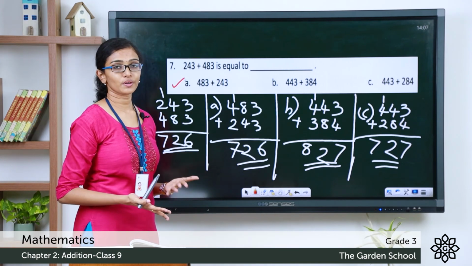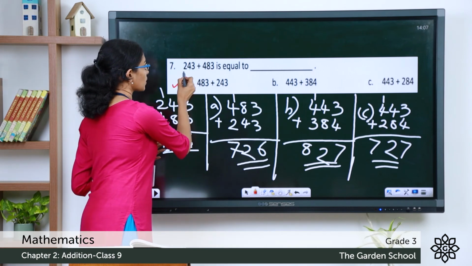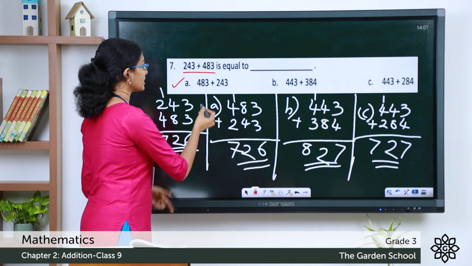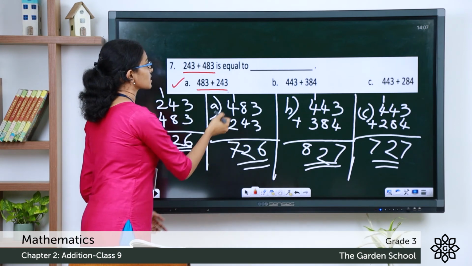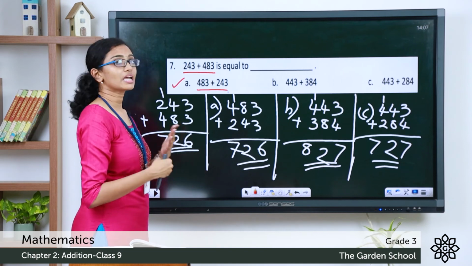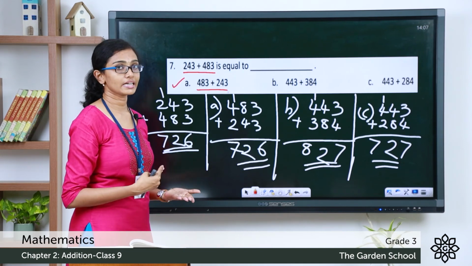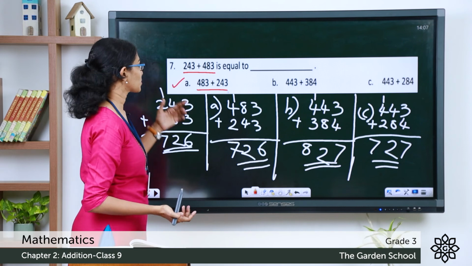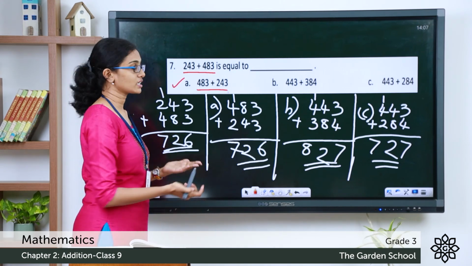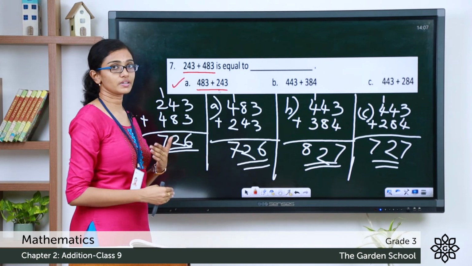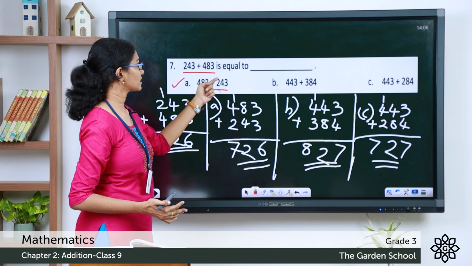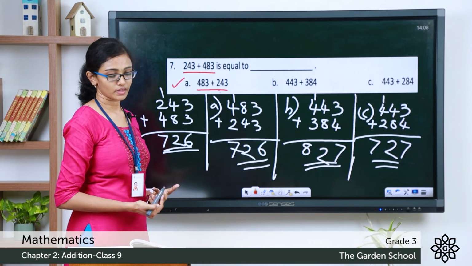There is one more clue from the question. Here it is 243 plus 483 and option A is 483 plus 243. The addends are interchanged. We know even if we change the order of the addends, the sum remains the same. So the answer to this question should be this one. Even if we do not actually find the sum, we can directly write this one as the answer to this question.